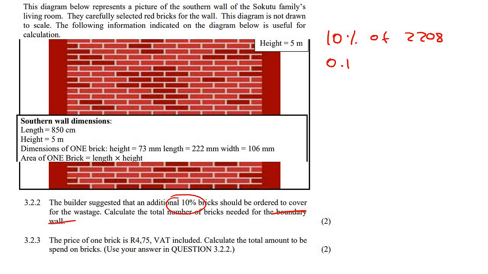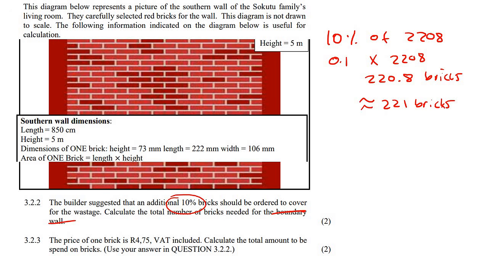We know that means, if you type that in the calculator, it's just 0.1. Of means times, and that's going to give you 220.8 bricks. Once again, you cannot order 0.8 of a brick, so you would round that to 221 bricks.